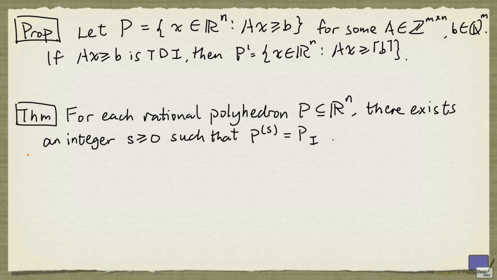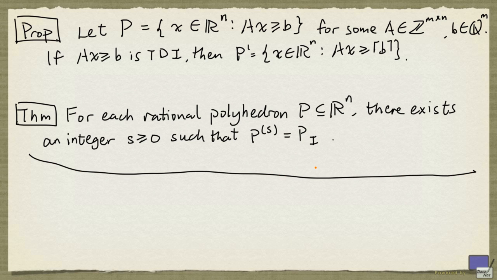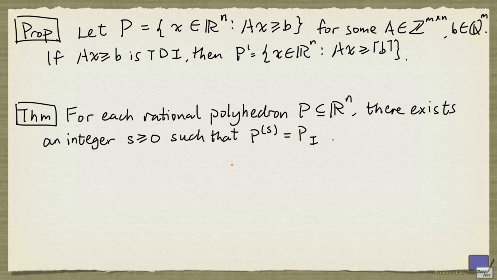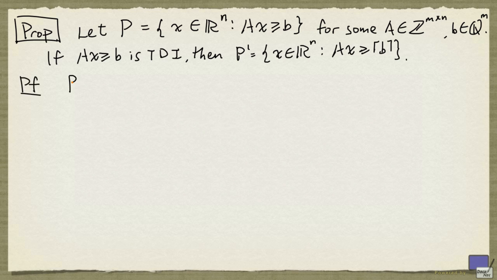And perhaps the most important result concerning the prime operator is this theorem here. It says, if you apply the prime operator enough times, you will eventually get to the integer hull of P. We now look at a proof of this proposition. So the case when P is the empty set is easy. So we assume that P is non-empty.